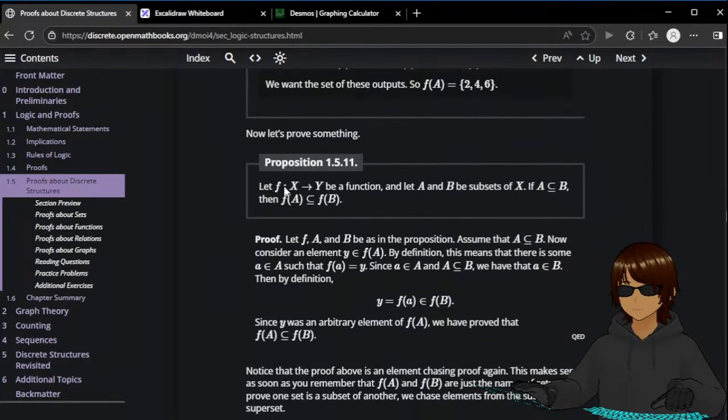Let f from X to Y be a function. Let sets A and B be subsets of X. If A is a subset of B, then the image f(A) is a subset of f(B).